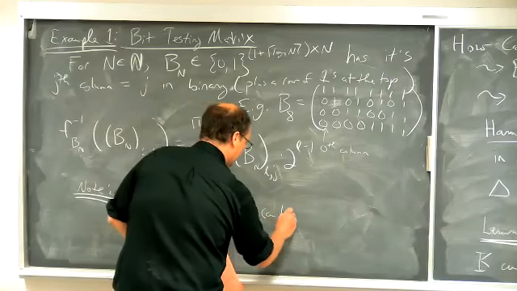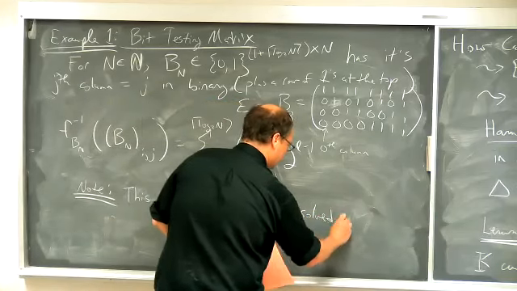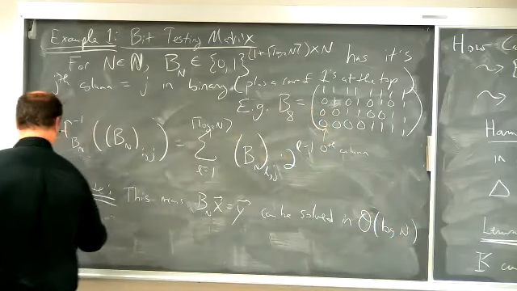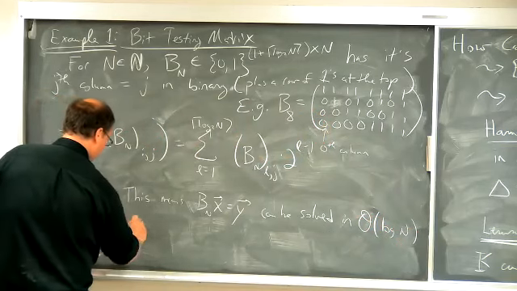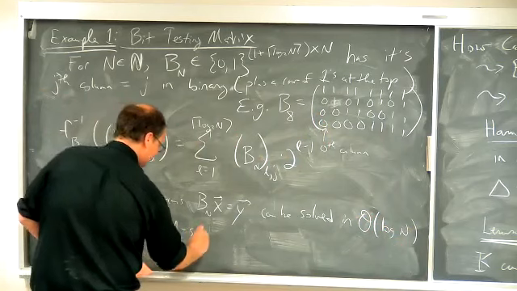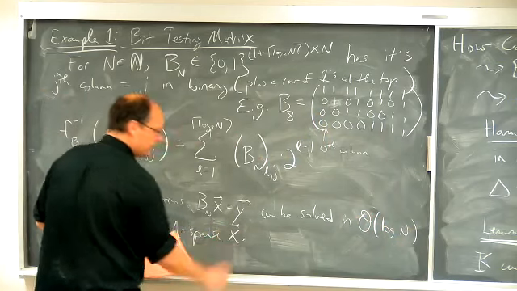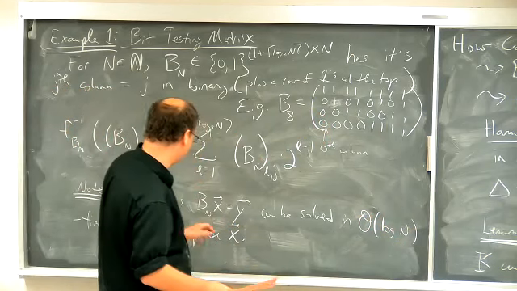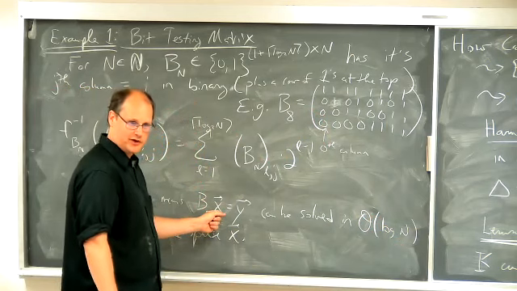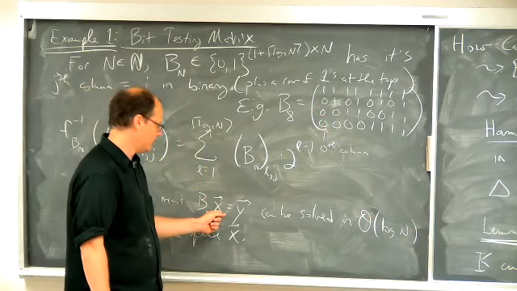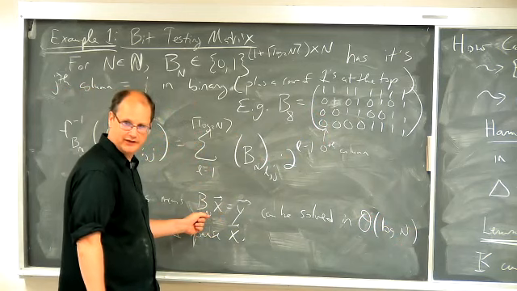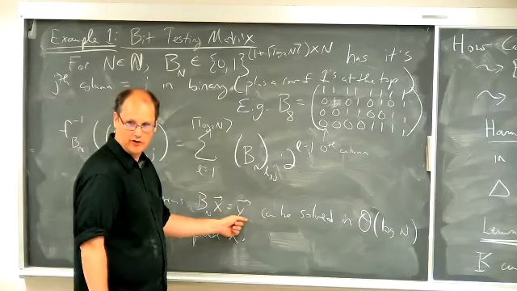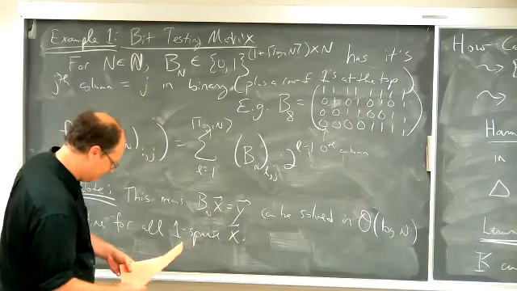So this can be solved in order log n time for all one sparse x. That's effectively all I'm saying here. So why is that? Because if this is one sparse, it's just going to be a canonical basis vector, and it's going to pick out a column of Bn. And so y is going to be some multiple of a row of Bn.